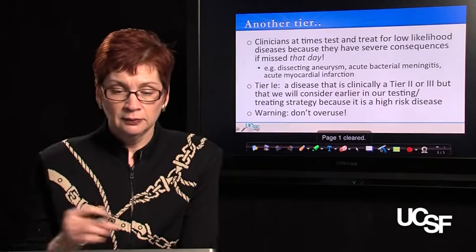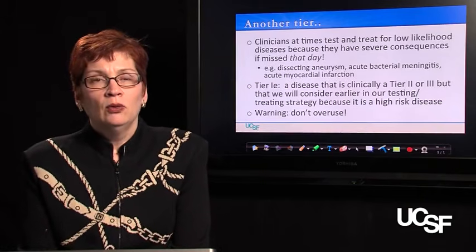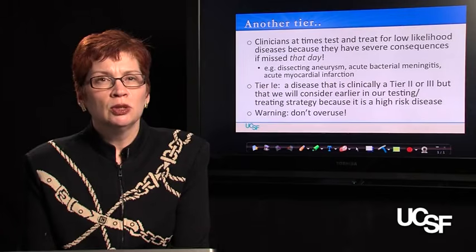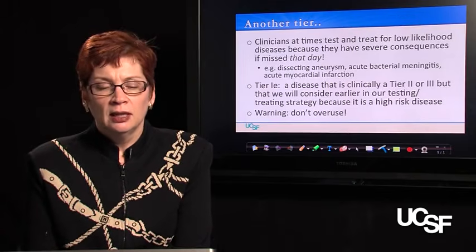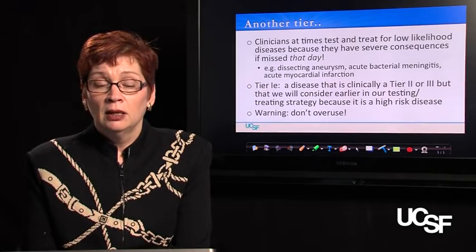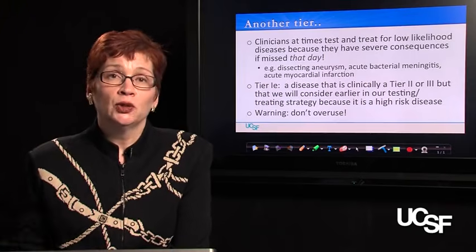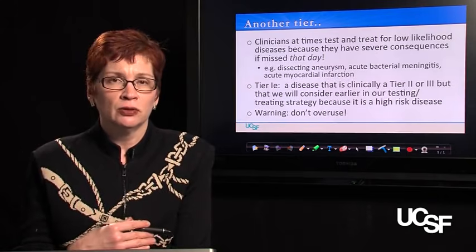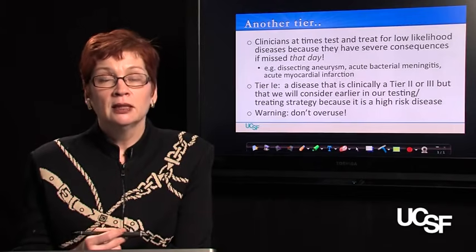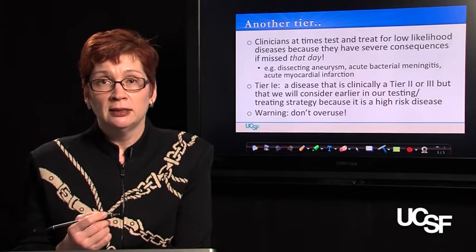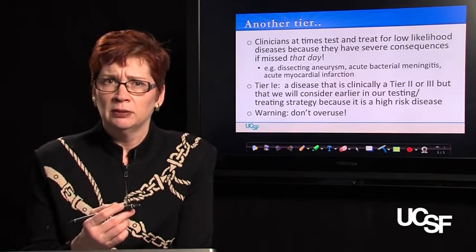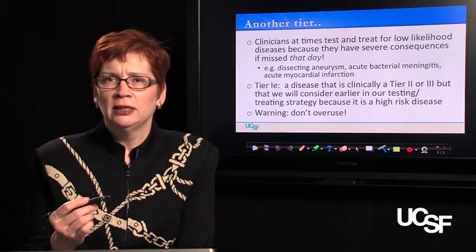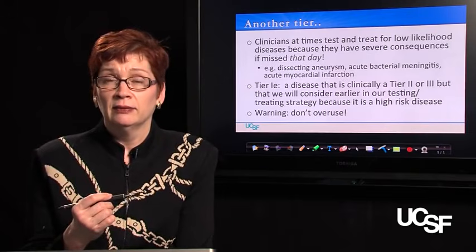Now, as we mentioned, we provide these tiers because it's important to use them to choose your testing strategy and your treatment strategy. And we believe in general that you should test and treat for tier 1 diseases before you test and treat for tier 2, and certainly way before you test and treat for tier 3 diseases. But at times, clinicians test and treat for low likelihood diseases, things they don't think are present based on the clinical symptoms or signs, because those low likelihood diseases might have really serious consequences if missed that day.